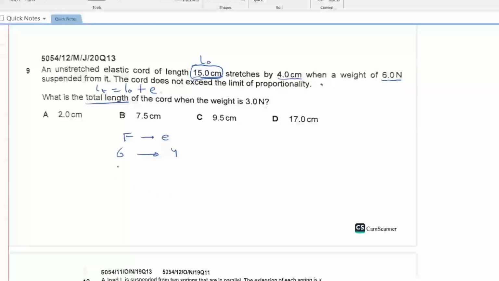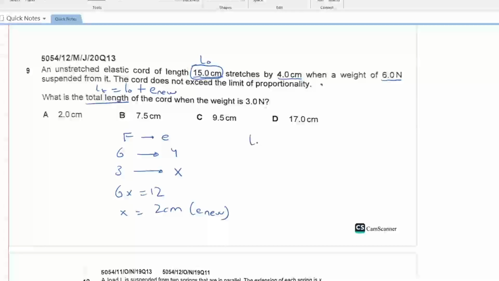When the weight is 3 Newton. So if the force is 3 Newton, what will your extension be? X. Cross multiply it. 6x is equals to 12. X is equals to 2 centimeter. This is your new extension.